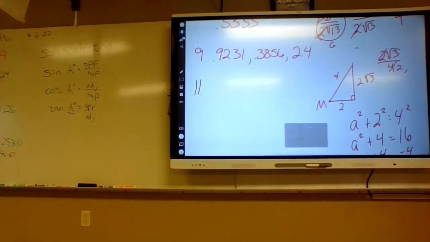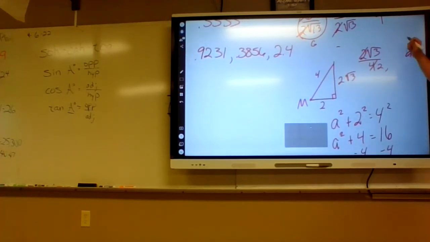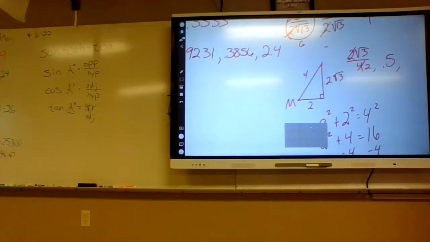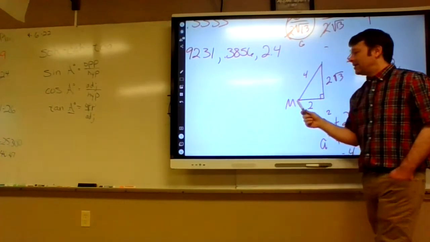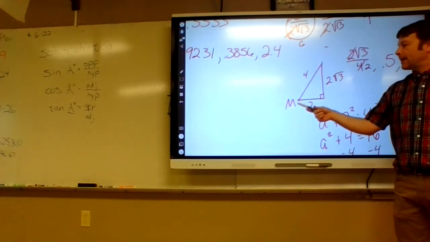And then Jaden, now we're doing cosine. So what's adjacent over hypotenuse? 2 over 4. We shouldn't need a calculator for that. What's 1/2 as a decimal? So I'll just write 0.5 right now. And then, Jasmine, we need tangent of M. And tangent is opposite over adjacent. So what side is opposite of angle M?